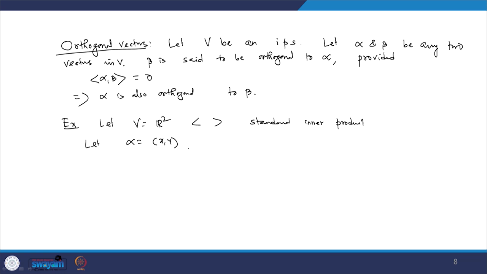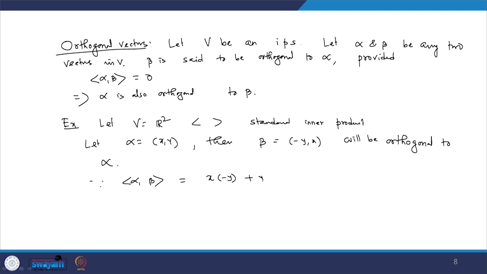Immediately I can see that beta equal to (minus y, x) will be orthogonal to alpha, since the inner product of alpha and beta is equal to x into minus y plus y into x, which is equal to 0.